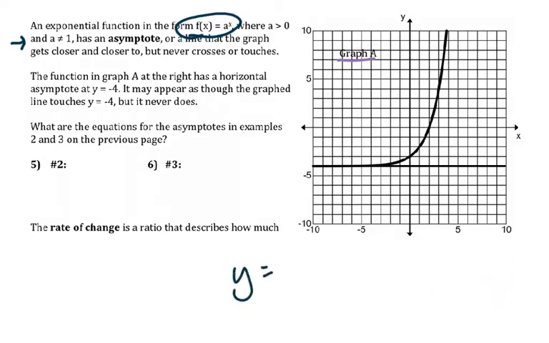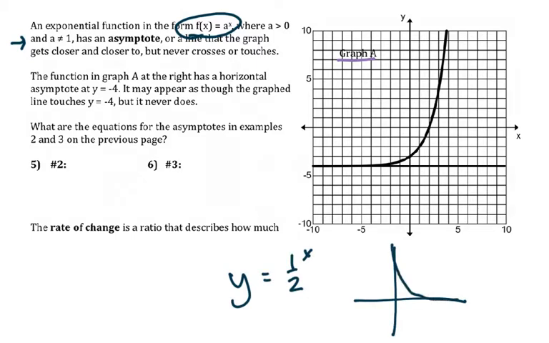So if you have y is equal to negative 1/2 to the x power, that's not going to look the same. Okay, so it has to be positive right there. So if you had something like that, that would be exponential, but it wouldn't be greater than 0. So y equals 1/2 to the x power, that one actually looks like this. So it's going down, it's decreasing, and we'll talk a lot more about that later on.